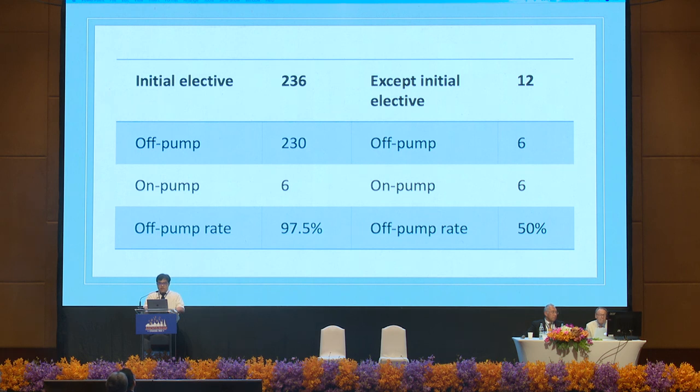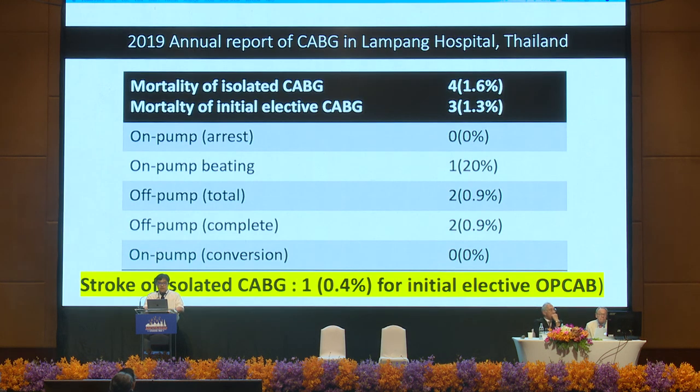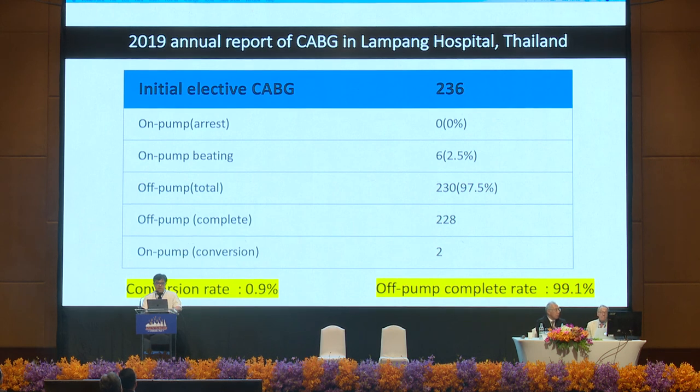The outcome rate is around 97.5% in initial elective cases. What about our mortality? Our mortality in isolated CABG is four cases, which is 1.6%. In elective cases, 1.3%. And the stroke rate is quite good, I think. We have only one case of permanent stroke, which is only 0.4%. And the conversion rate is 0.9%.